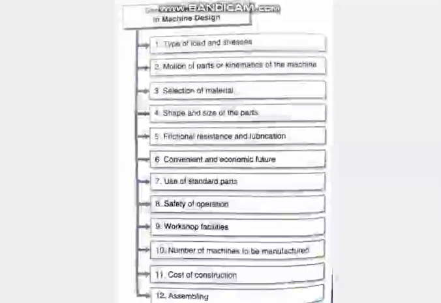Now let us discuss the general considerations in machine design. You see, here another block diagram is given. There are 12 items in this. The first one is type of load and stresses.